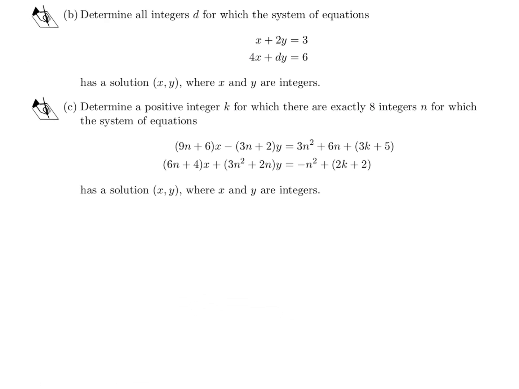Part B. Determine all the integers d for which the system of equations x plus 2y is 3 and 4x plus dy is 6 has a solution x, y where x and y are integers. Okay. So we are given x plus 2y is 3 and 4x plus dy is 6. So we'll call this equation 1, we'll call this equation 2.